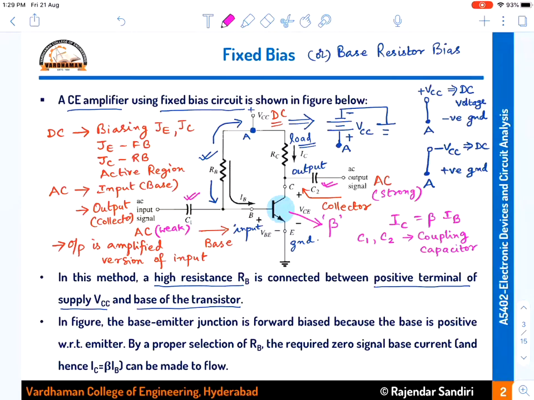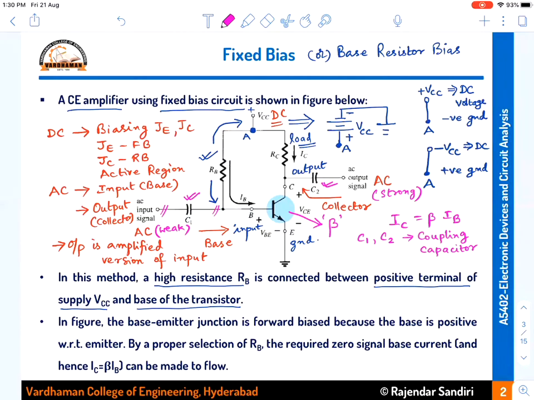So this is the input signal. The input signal is coupling to the base of the transistor. So coupling is nothing but like a joint. Suppose if you want to join two pipes, you will be using one coupling element, right? A connector. Suppose you want to make an L junction or T junction. So if you want to couple two different elements, we will be using a coupling element.